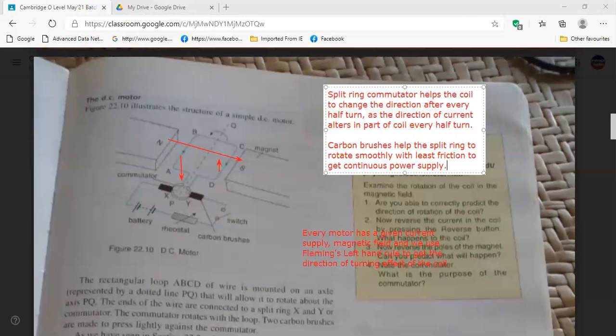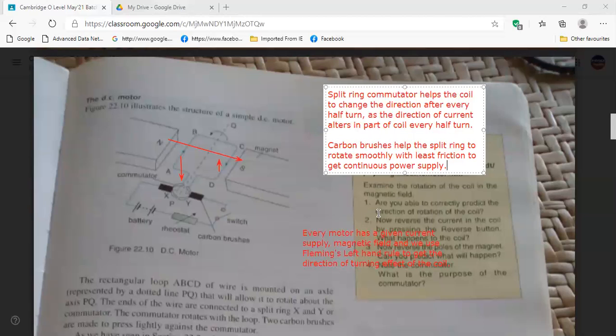You got it? Yes, sir. So I think all the discussions about DC motor you understand, right? So have you done with writing and drawing everything? Yes, sir.